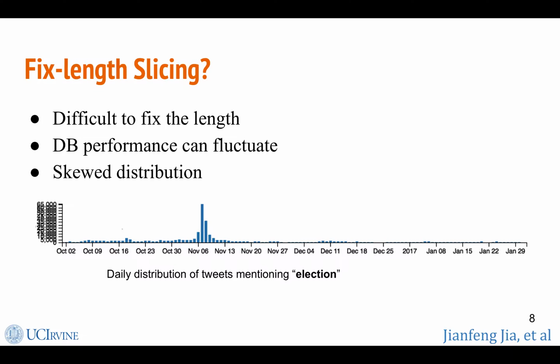Another important factor is that if we slice the query on the time dimension, the distribution of records on the other dimensions may not be uniform. For example, the figure shows the daily distribution of tweets that mentioned election. You can clearly see a huge spike around November 8th, when the election actually was happening. After that, the heat of these election tweets decreases.